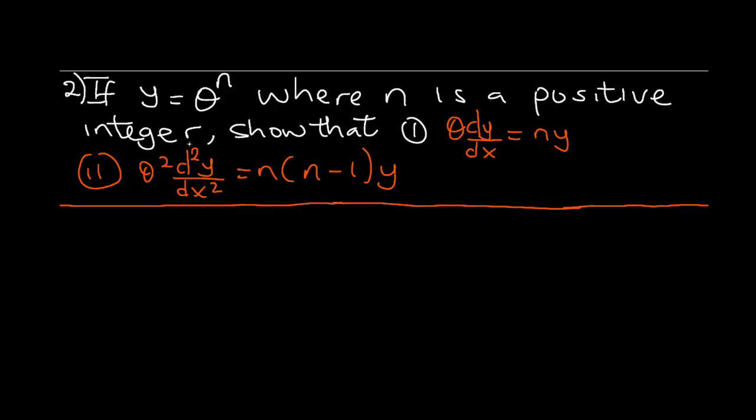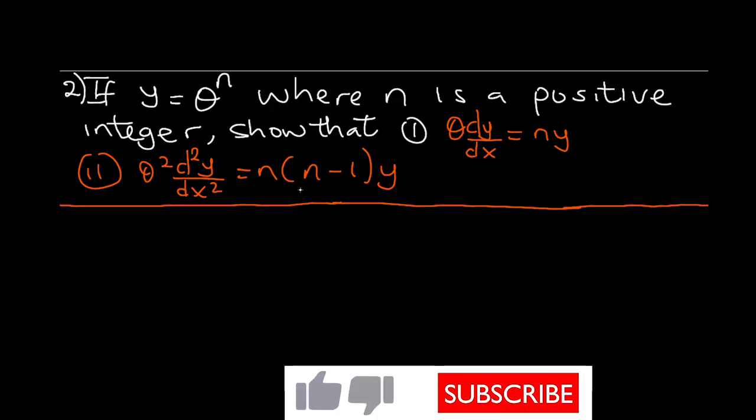If y equals theta to the power n, where n is a positive integer, show that theta times dy/dx equals ny. And then we have the second one: theta squared times the second differential equals n times (n minus 1) times y. Without further ado, let's go straight to the solution to the question.